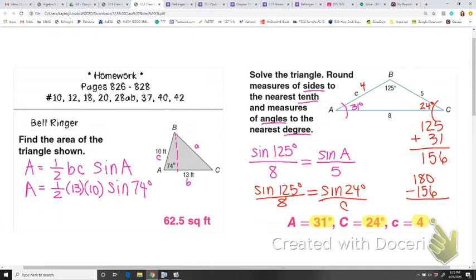So from yesterday's video, we found the area of a triangle using 1/2 BC times the sine of A. So we have the two sides there, 13 and 10, and the angle of A would be 74 degrees. So if you type all that into your calculator, you'll get 62.5 square feet.